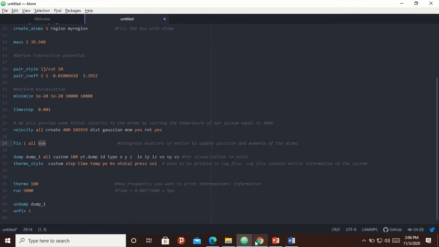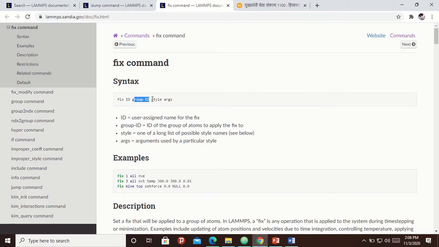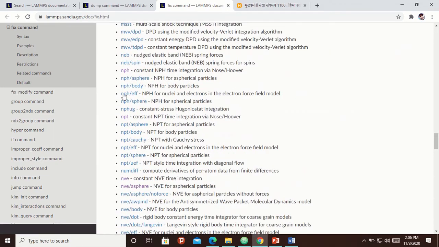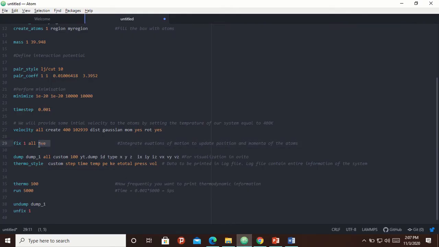nve is a style. So you can see here the nve style. It represents constant NVE time integration. So what does NVE mean? N means the number of particles in the system, V is the volume of the system, and E is the total energy of the system, that is going to remain constant. So it will remain constant throughout the simulation, NVE.